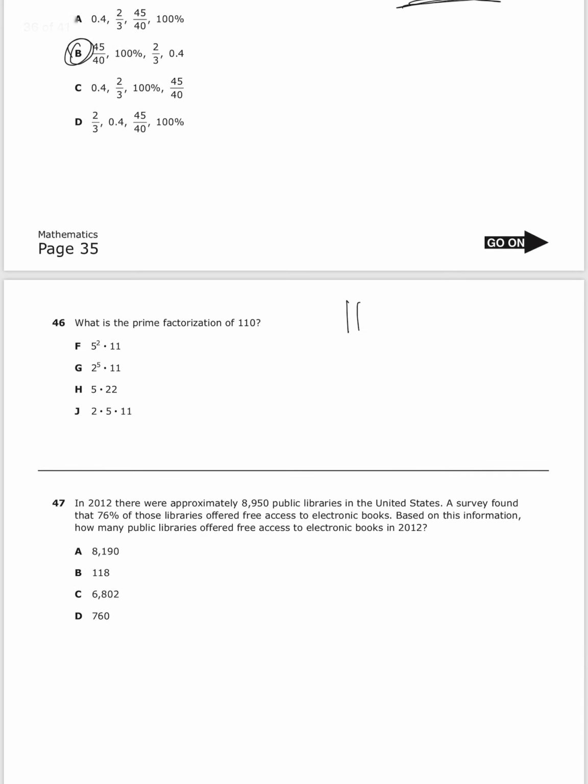Okay, number 46, I have 110, and I had to find the prime factorization, so I had to do a factor tree. So with 110, we need to figure out what factors out in order to give me my answer, which is 10 and 11. So I know that 11 is a prime factor because nothing can divide into it except for 1. Then I have 2, and then I have 5, and both of these numbers are prime as well. So my answer choice is going to be J, 2 times 5 times 11.